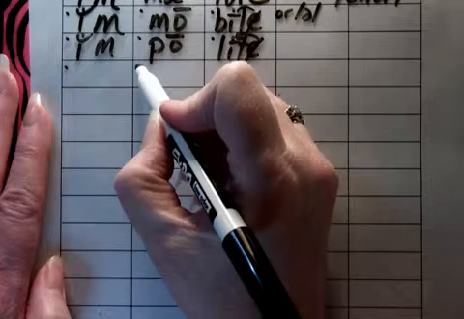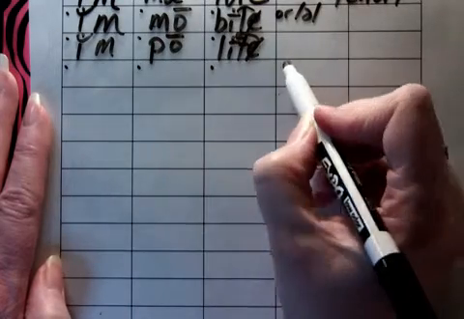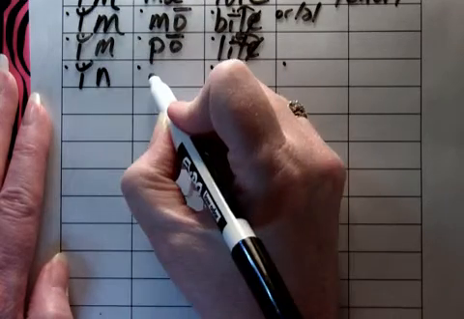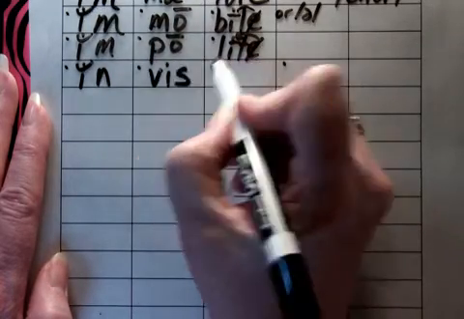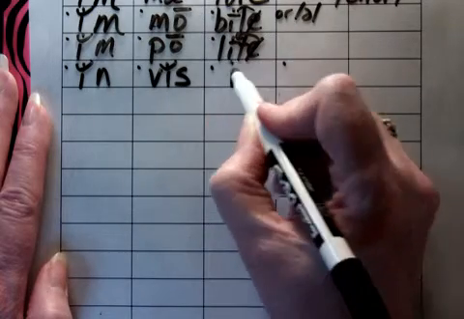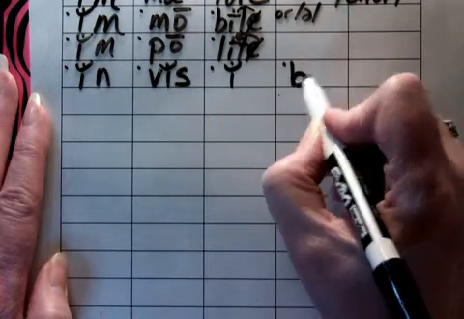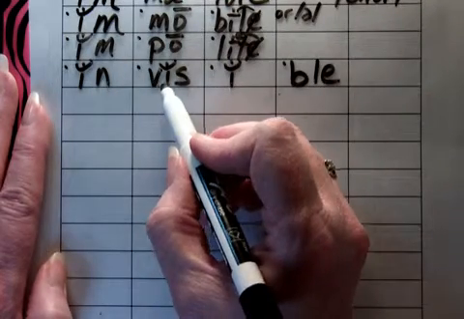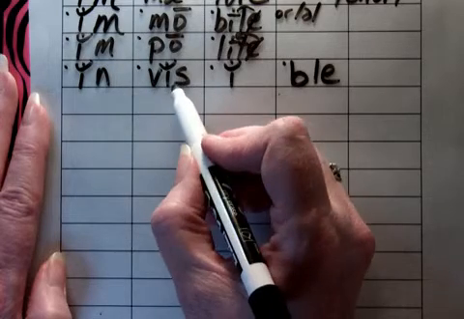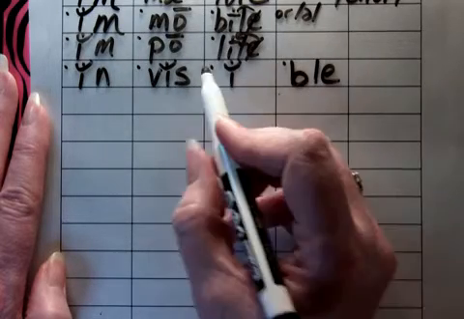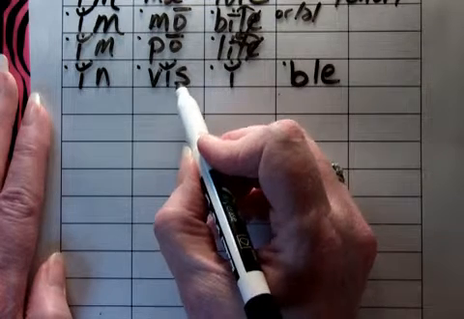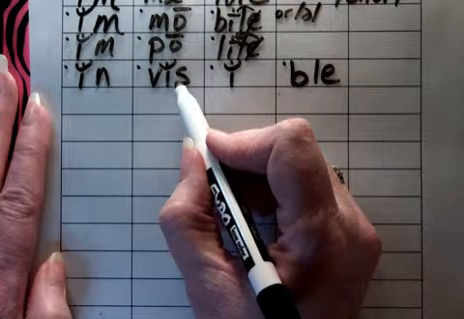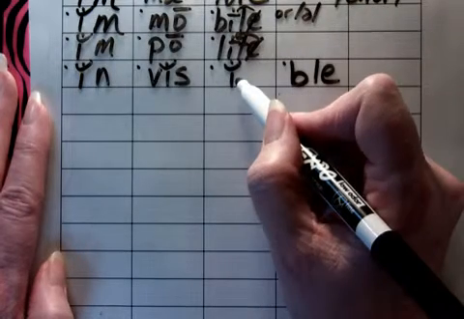Invisible. In, vis, i-ble. Closed syllable. A lot of times we say invisible, but we have to make this a closed syllable so the S is actually written in this syllable. But that leaves this one out to dry.